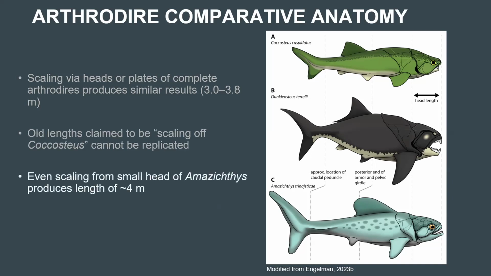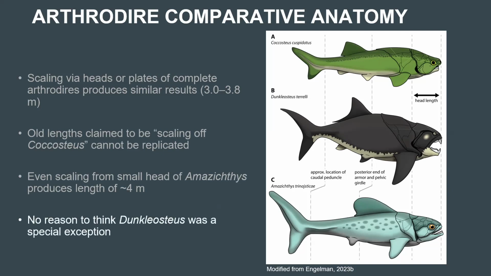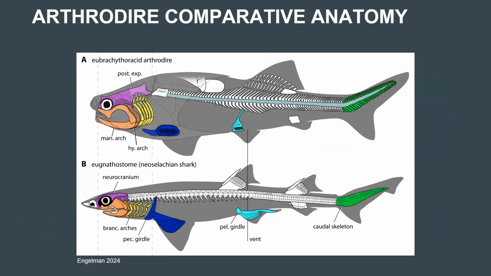Even scaling from Amazichthys, which has an unusually small head relative to other Arthrodires, only produces a total length of Dunkleosteus of 4 meters. And there's no reason to think that Dunkleosteus was some super special exception compared to these other Arthrodires. It's following the same rules as every other member of its group. And again, what it looks like is that Arthrodires have a very consistent body plan, and everything is kind of in the same general place as, say, a shark or a bony fish. They just slap a layer of dermal armor on top of it. Or rather, sharks and bony fishes have lost most of this dermal armor secondarily.